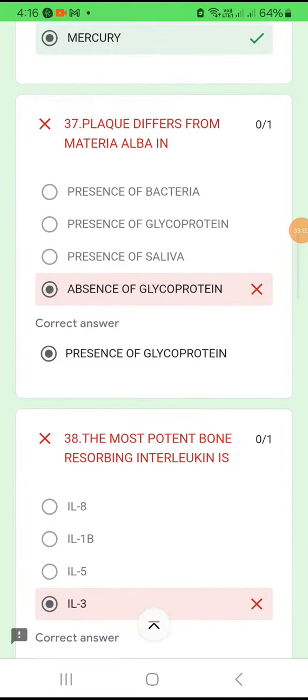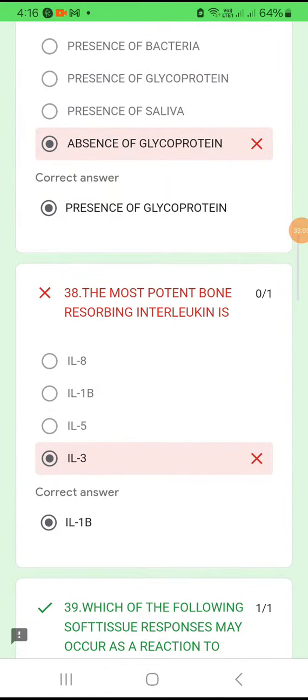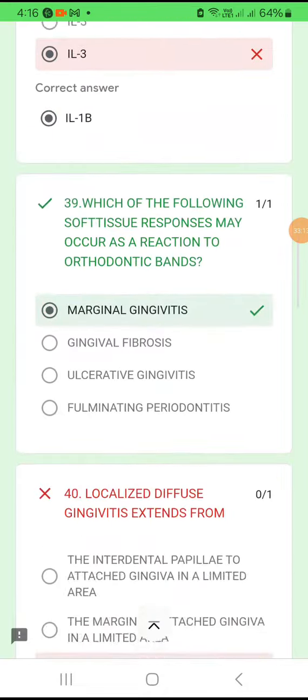Okay, question number 38 also: the most potent bone resorbing interleukin is interleukin 1b, not 3. The most potent bone resorbing interleukin is interleukin 1b. Okay, so please note down.